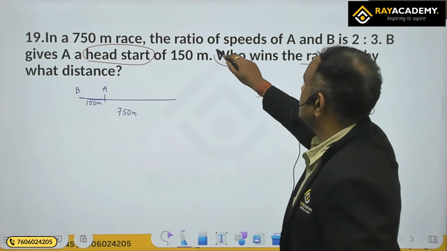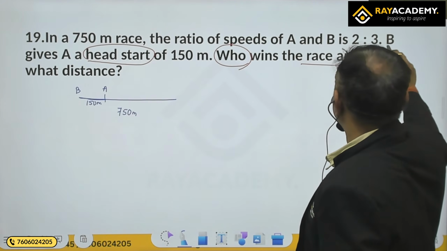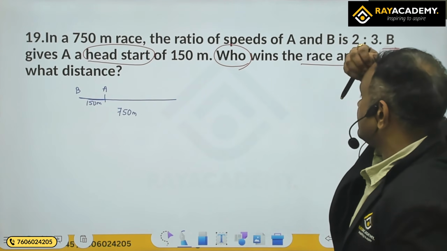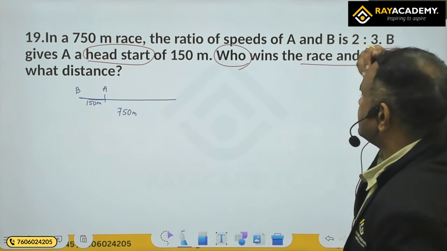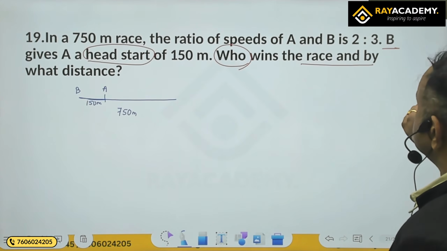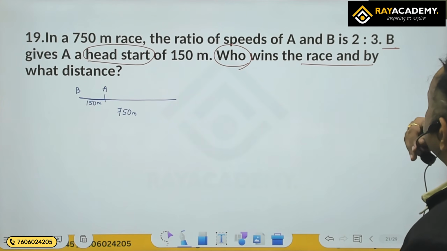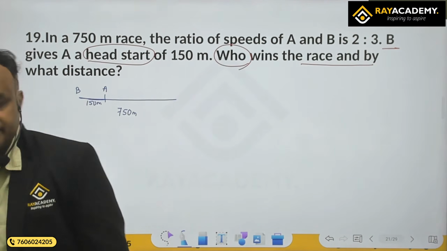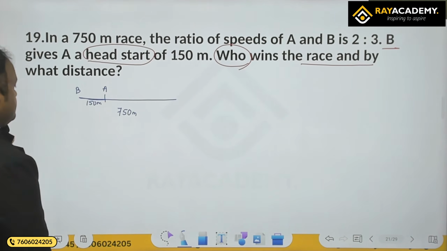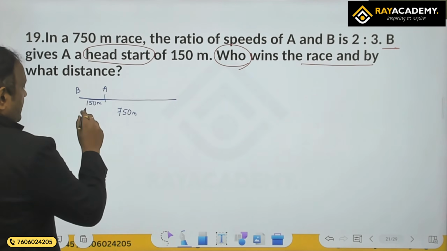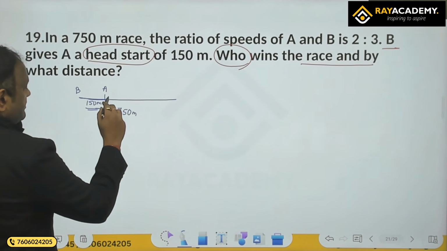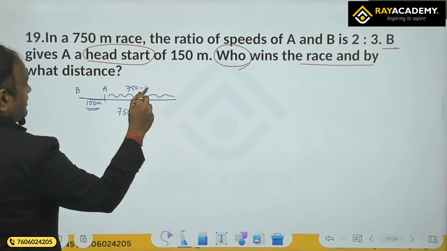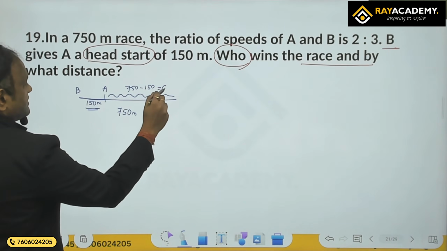Then the question asks who wins the race and by what distance. These questions, the statements are very important. B gave A the head start. Who wins the race by what distance? I don't know yet who wins the race by what distance. Okay, that we have to see. So if it is 150, the rest is 750 minus 150, that is 600.